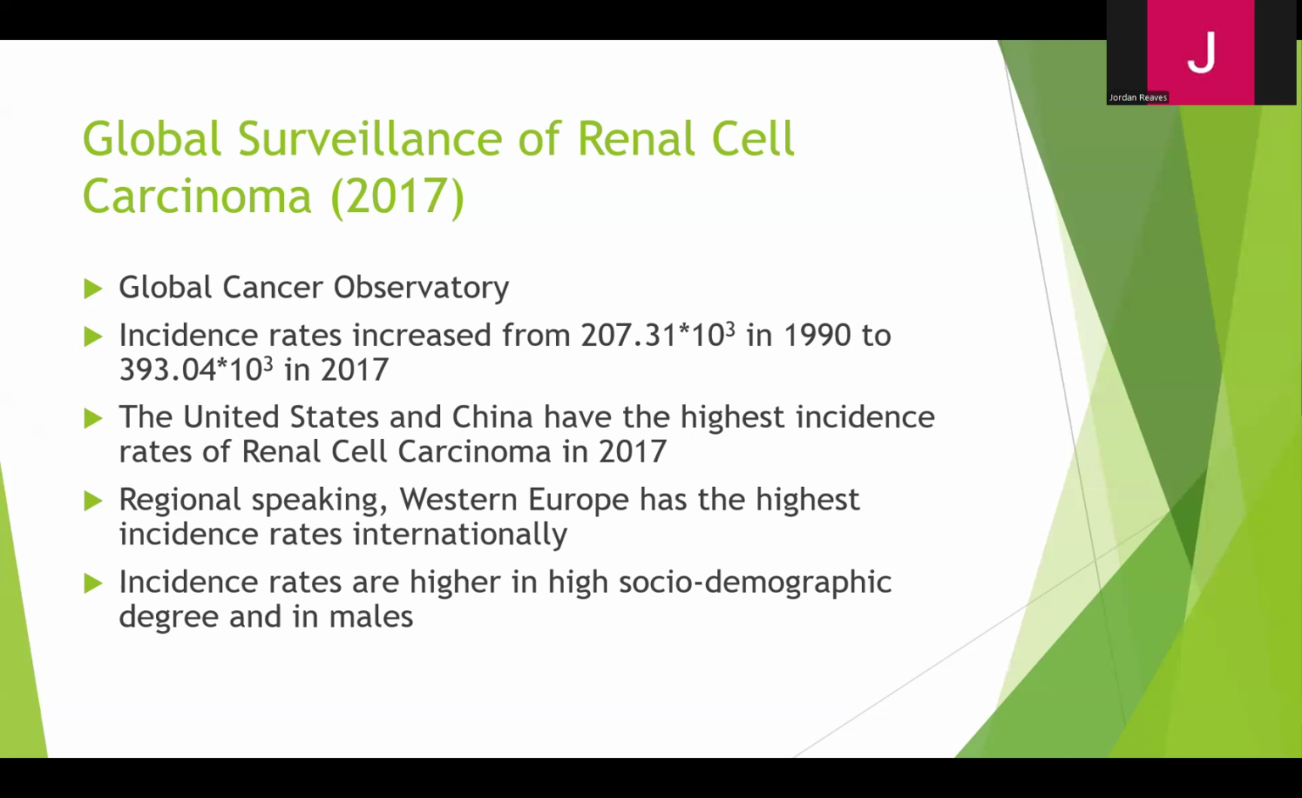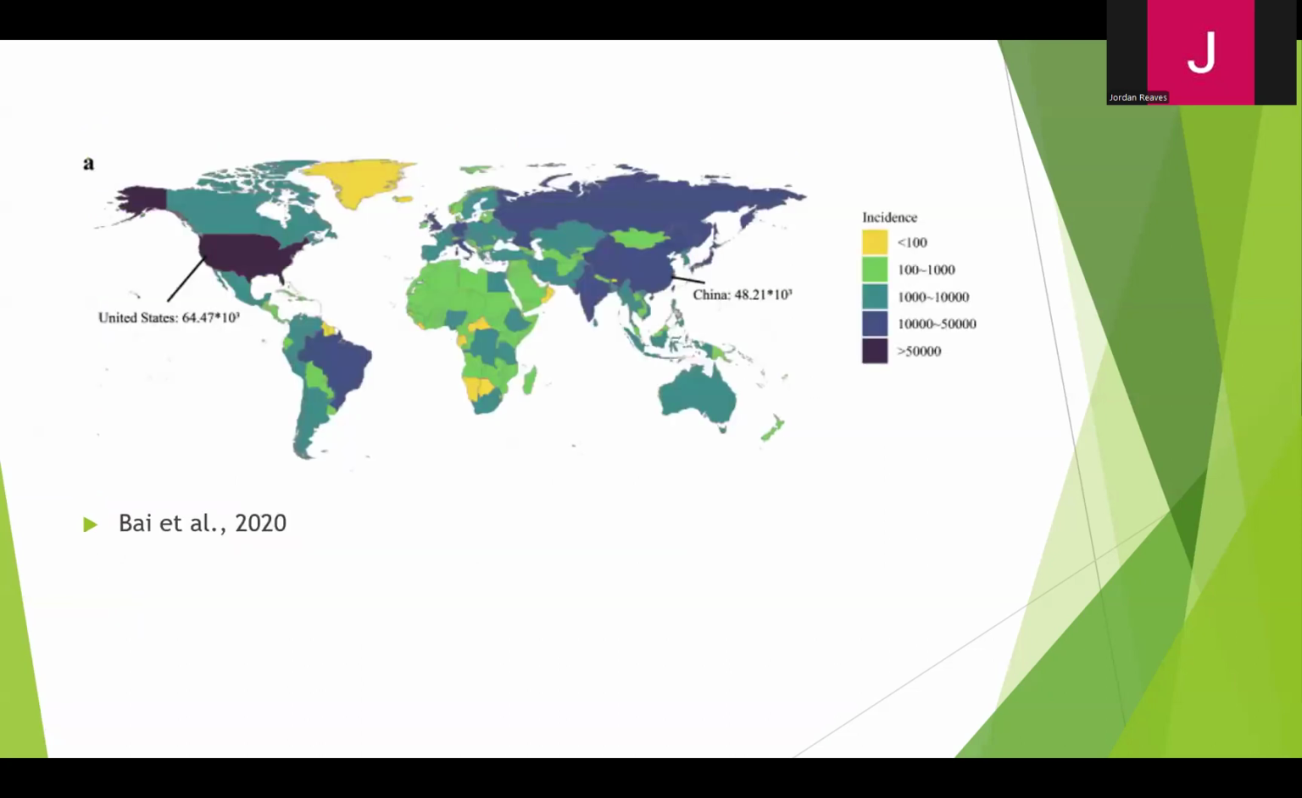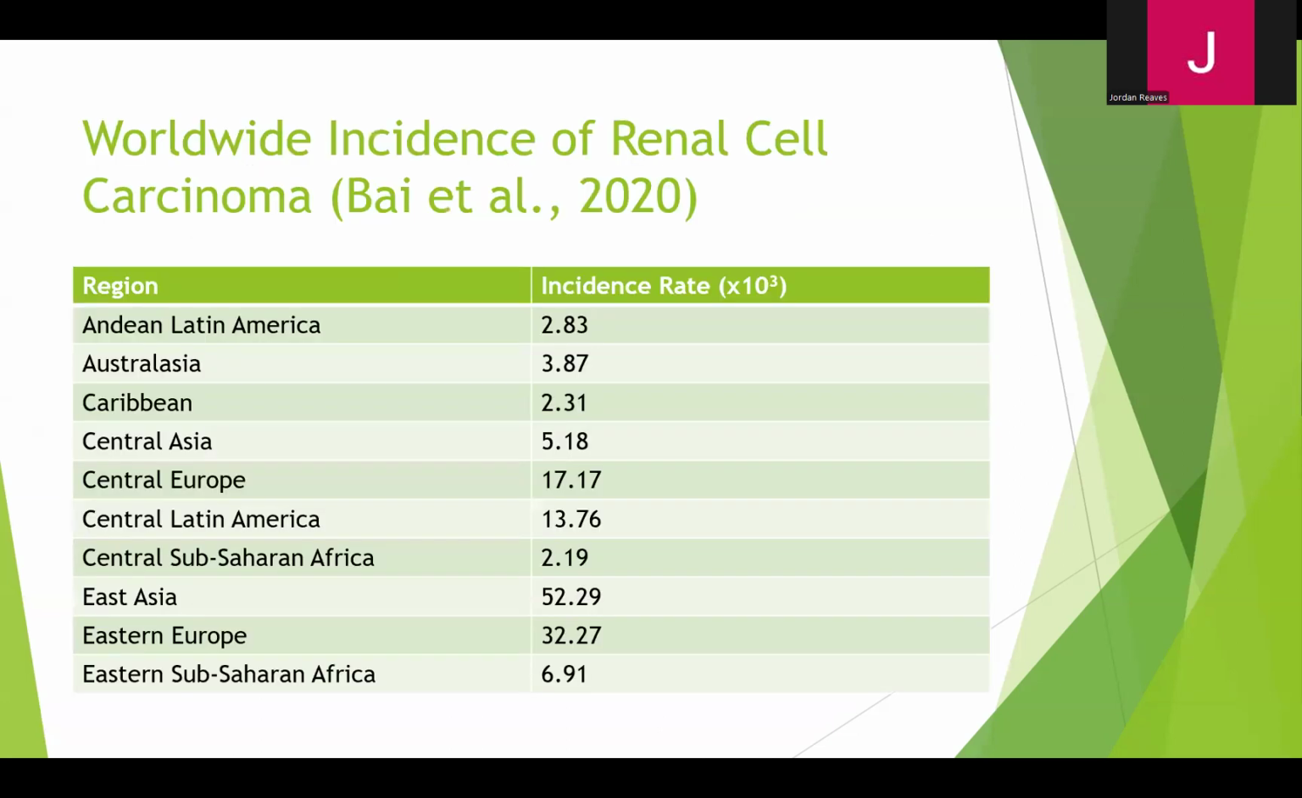And regionally speaking, Western Europe has the highest incidence rates internationally, which you'll see on a table. It's a lot higher than other regions around the world. And incidence rates are also higher in high sociodemographic degrees and also in males. In these two specific categories, that was common amongst all regions around the world. So this picture just shows the United States and China are the highest countries or have the highest incidence rates. And this was just looking at the countries, not necessarily the regions.